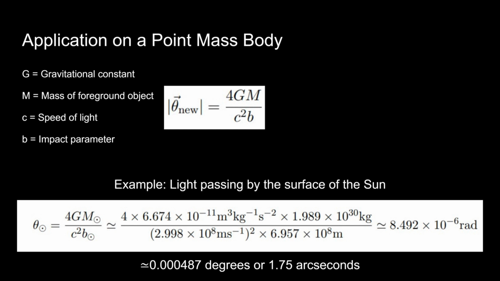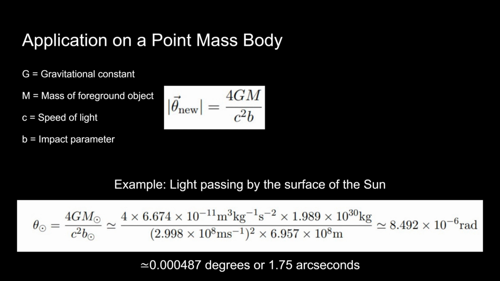So for this example here, if light is passing right at the surface of the sun, b is equal to 6.957 times 10 to the 8th meters. That's the radius of the sun. The mass of the sun is 1.989 times 10 to the 30 kilograms, and b with the circle with the dot is the radius of the sun, 6.957 times 10 to the 8th meters, and then we have the standard values for the speed of light in a vacuum and the gravitational constant.